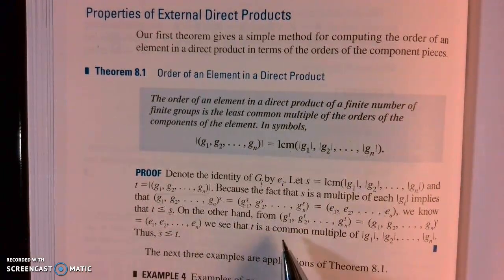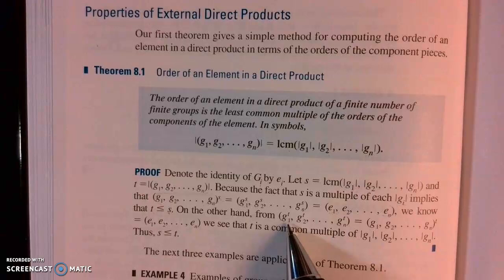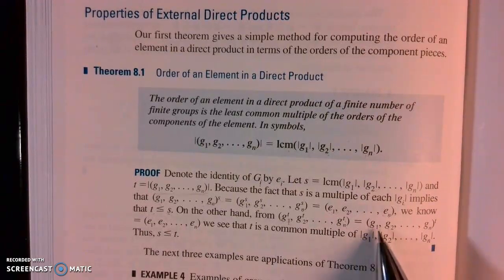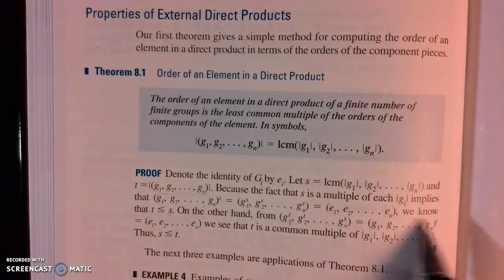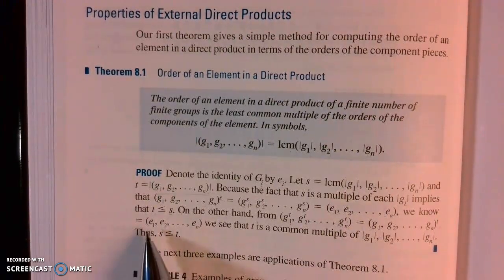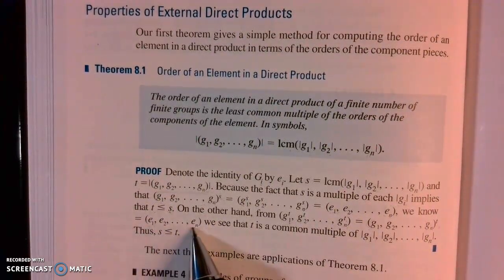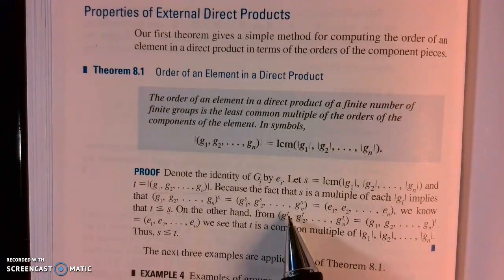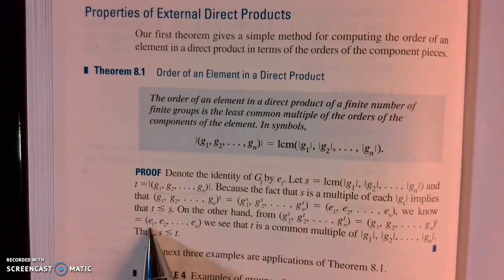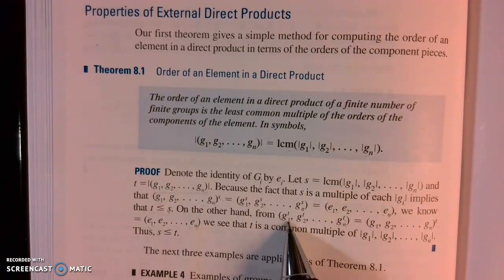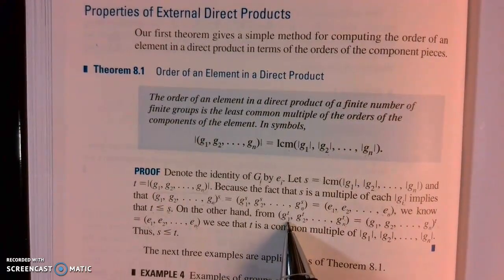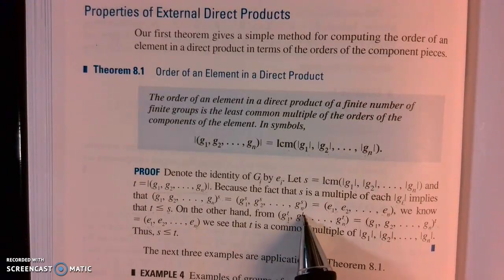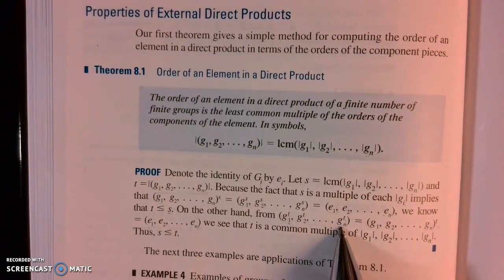On the other hand, G1 to the power T and so on, Gn to the power T equals the n-tuple to the power T equals E1 and so on, En. It follows that G1 to the power T is equal to E1, and this means that the order of G1 divides T, similarly the order of G2 divides T, and so on, the order of Gn divides T.